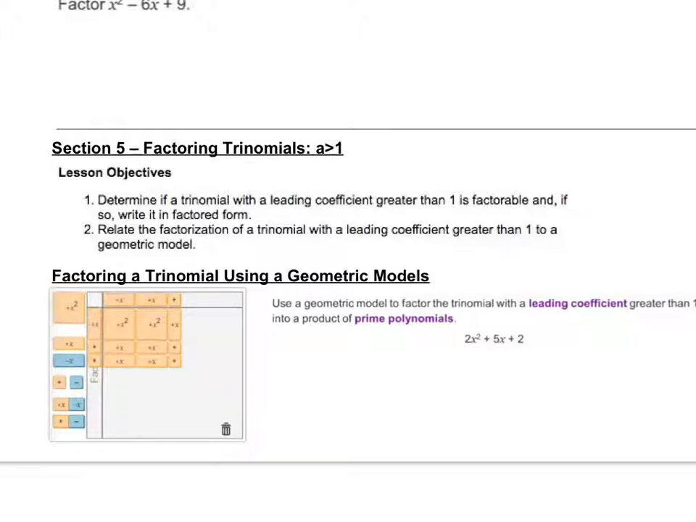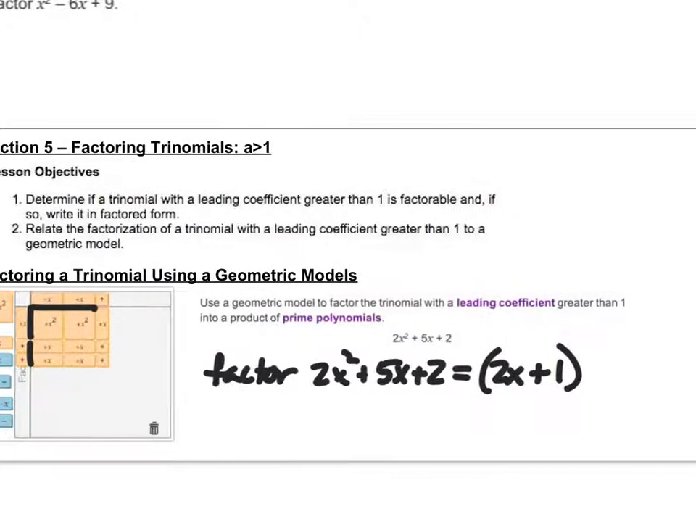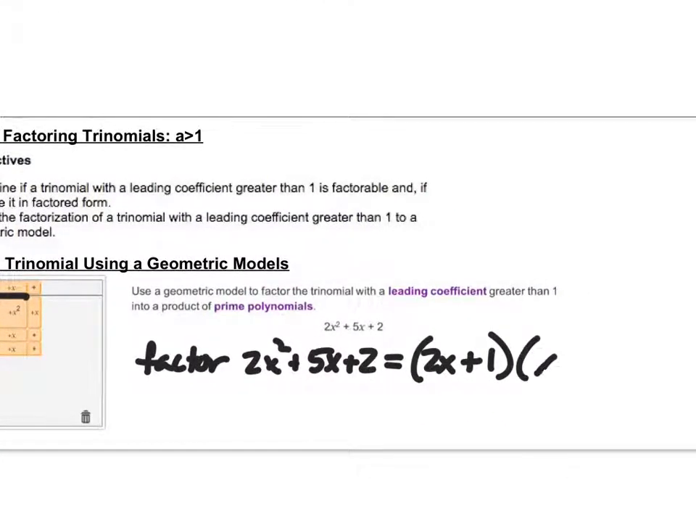So when you factor this, you would say that 2x squared plus 5x plus 2 is equal to, and this factor is 2 x's, 2x plus 1. And then here you would have an x plus 2. So you take this and multiply it by x plus 2.